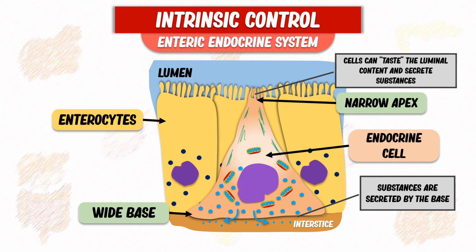For example, when food rich in fat enters the intestine, these cells detect this composition and release a hormone called cholecystokinin, which acts on the gallbladder. This is just one example of how it works. These cells are dispersed among the epithelial cells of the mucosa.